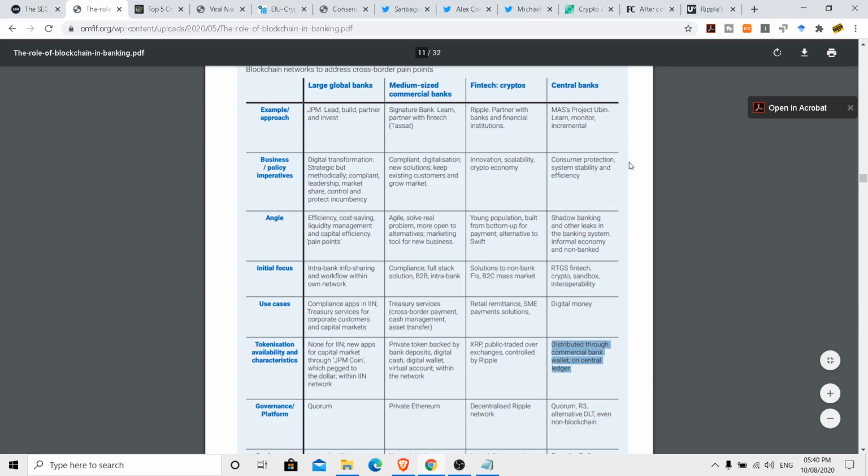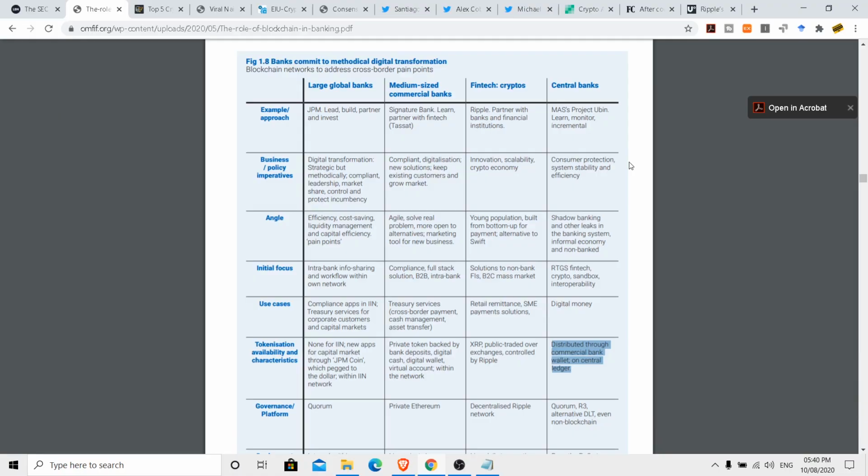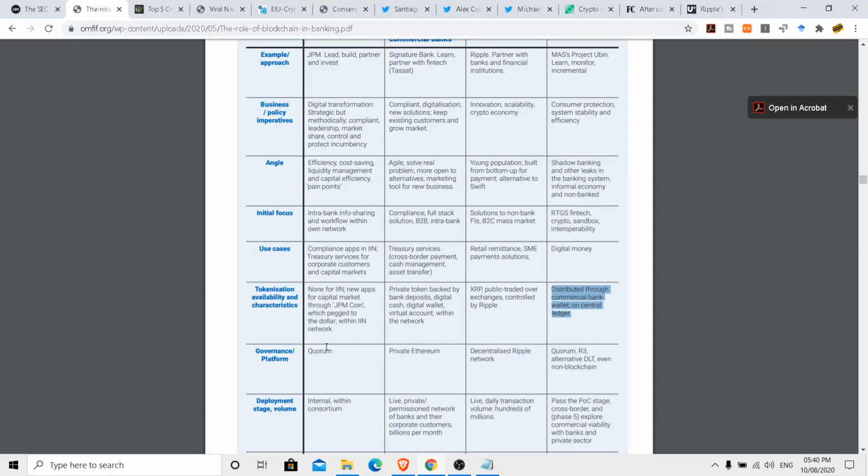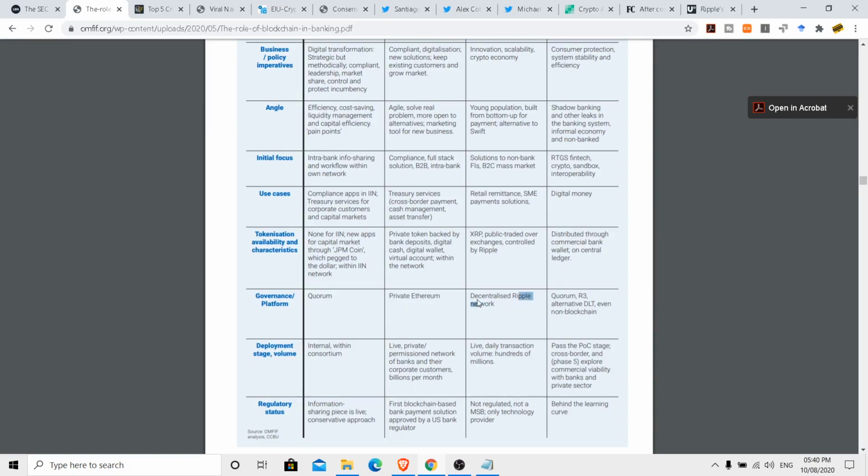And we know the second side of it, which is that central banks cannot directly provide retail central bank digital currency unless it is a country like China. So there are issues for that. That's why they are looking at synthetic central bank digital currency. And at the bottom, when they look at governance and platform, you can see R3, alternative DLT, and even non-blockchain. Why? Because Ripple's ledger is not blockchain technology. It's something similar, but it's not a blockchain. We understand that, right? Now here, a decentralized Ripple network for payments.